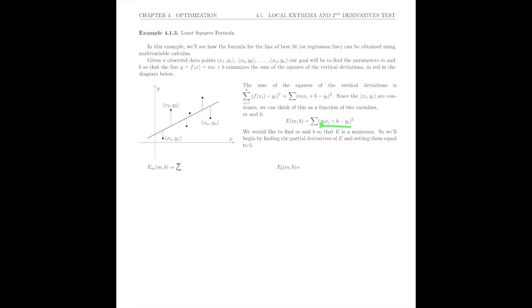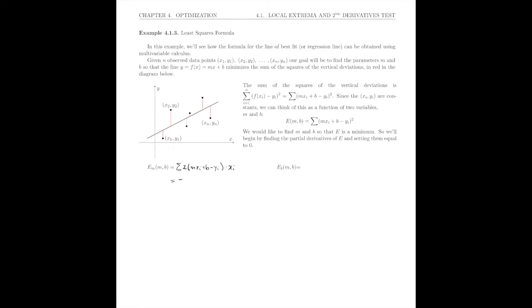Now m is the variable, so we have a square. That means we have a chain rule, so we have got to do 2 times, and we'll keep the same inside, m xi plus b minus yi. But now we also have the derivative of the inside, and if m is the variable here, then we have to multiply by xi. Now, we're going to need this expression, so let's clean this up a little bit.